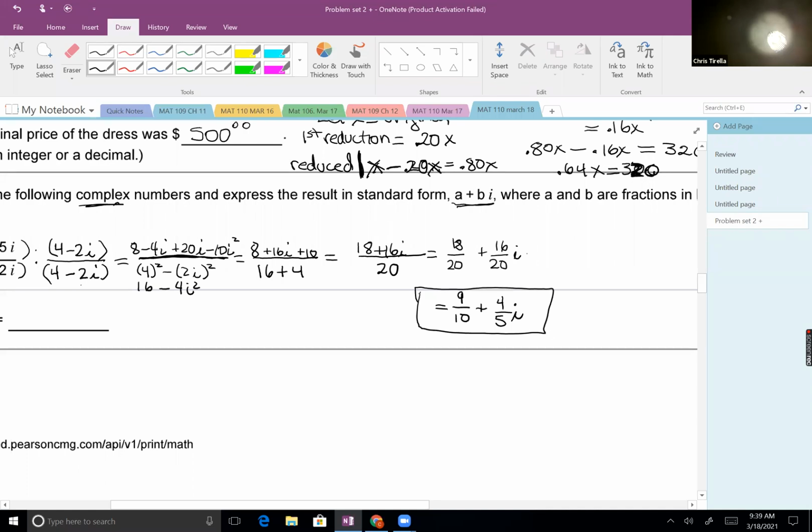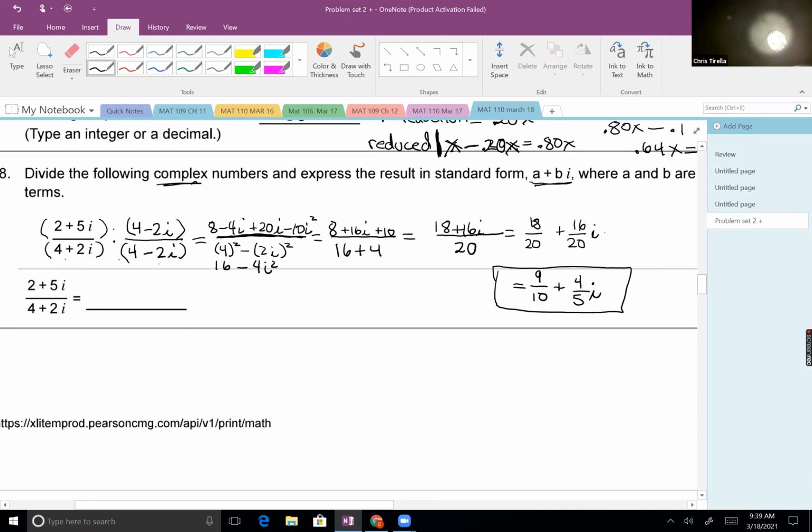I know it says it's called complex, but it's really not that bad. We just need to remember that the product of the sum and difference is the difference of the squares. And we also have to remember that i squared equals negative 1. That's how it's defined. Any questions on that one?